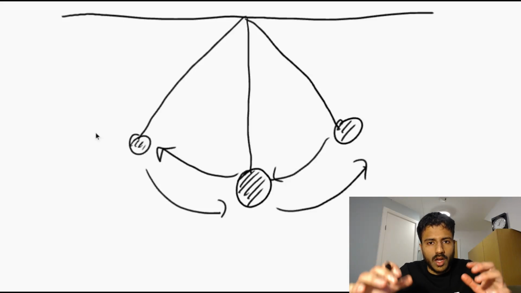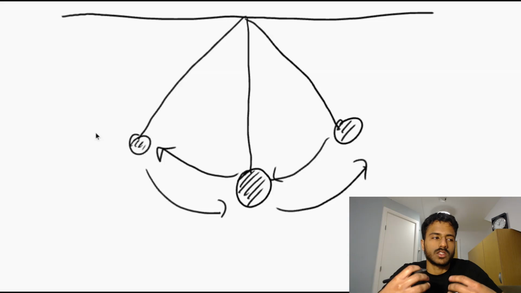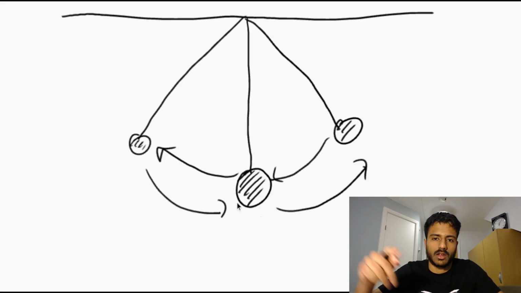Today we're going to be talking about simple harmonic motion, and the easiest way for me to explain this is through this pendulum system. So you're just going to have some bob or a mass hanging from a light string, and it's just going to be swinging back and forth.